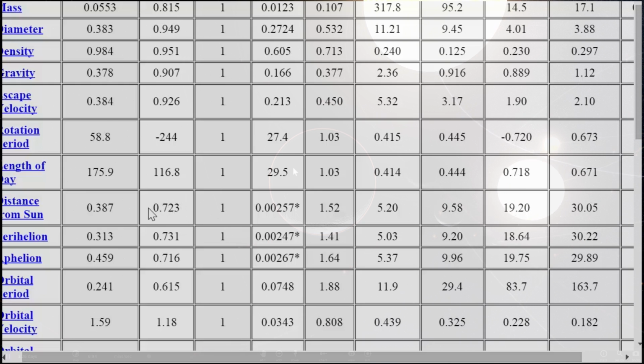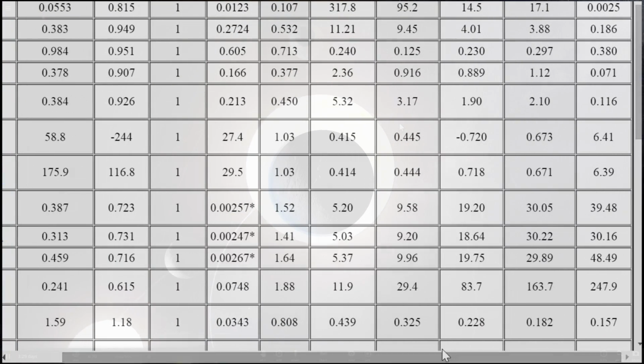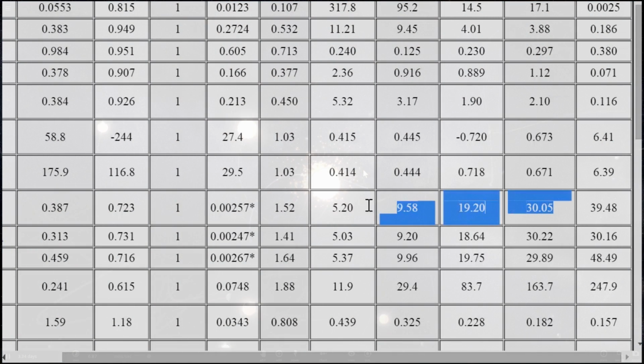So for Venus it's 0.723, for Mercury it's 0.387, and for Mars it's 1.52, and so on and so forth, until this right here, I believe, is Neptune, and it's 30.05. This is Pluto. We're not going to do Pluto. We're only going to concern ourselves with everything up to the 8th planet.